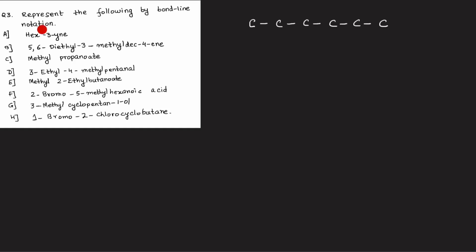So now at the third position I've got a triple bond. So 1, 2, 3. So here there's a triple bond. Of course the rest are hydrogen. Now how do I represent it by the bond line notation? As the name indicates, bond line notation.